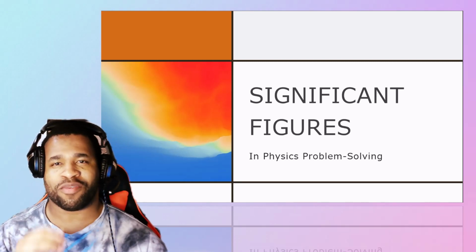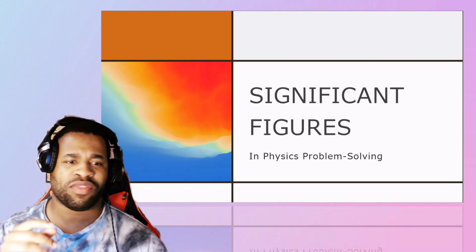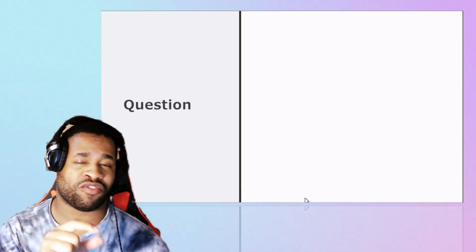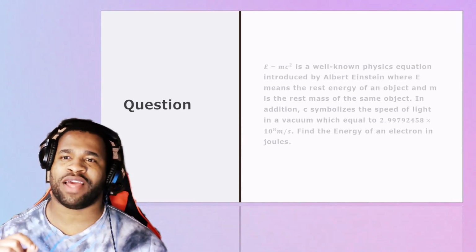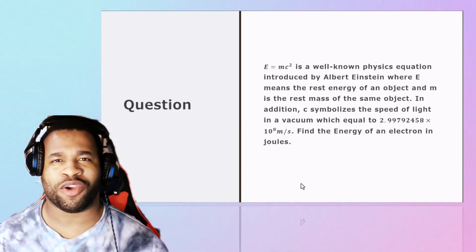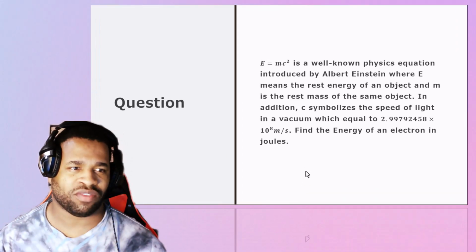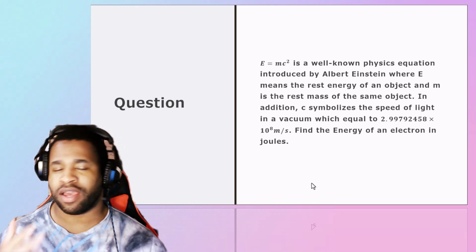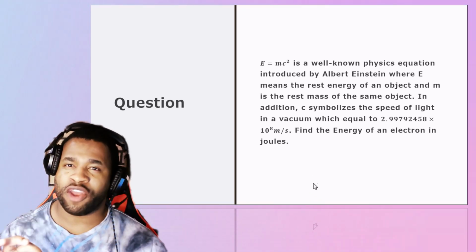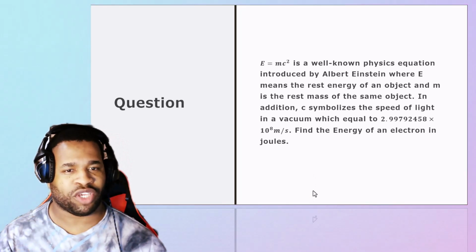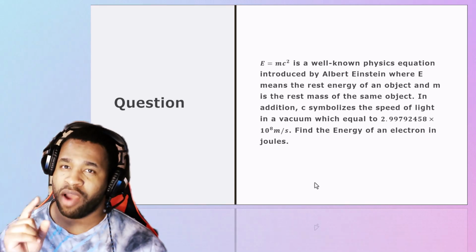Now, in physics, you might be asking yourself the question, what are significant figures? This is going to be important, first looking at a question that is going to be given to you. The question says that we know this formula to be E equals mc squared, one of the physics equations introduced by Albert Einstein, where E means the rest energy of an object and m is the rest mass of the same object.